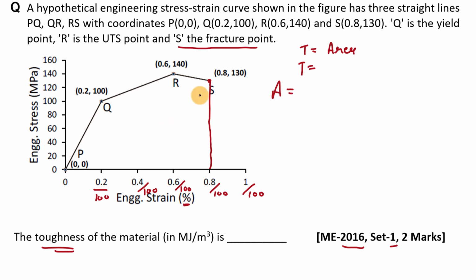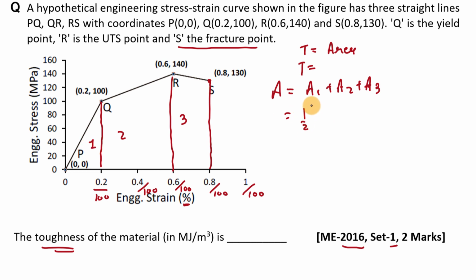Now to find this area, we can divide it into three parts: 1, 2 and 3. Here it will be A1 plus A2 plus A3. Now it is simple, right? The area of the triangle will be 1 by 2 base into height. This base is 0.2 divided by 100, into height 100.